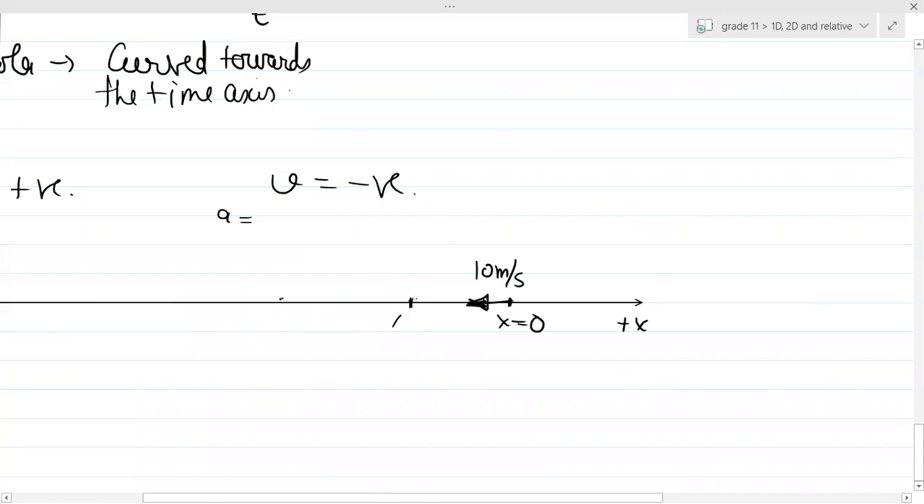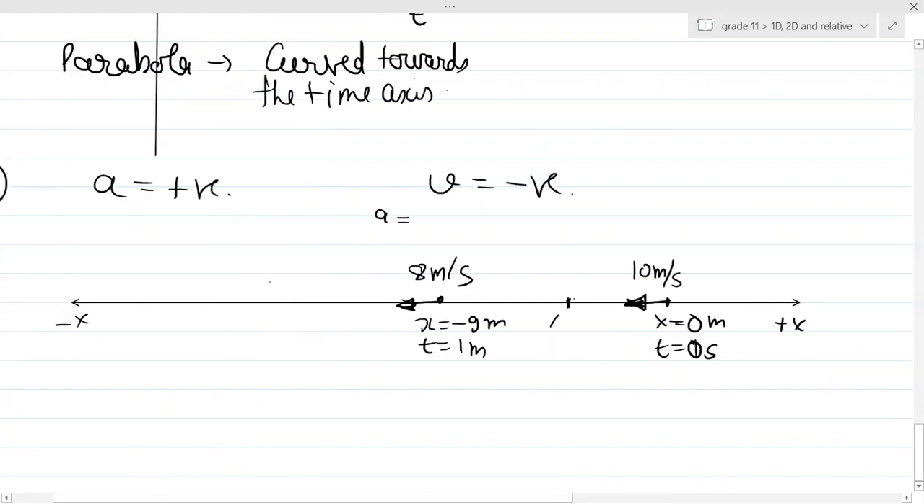So at t equals 0 second, the object is over here at x equals 0 meter. At t equals 1 second, the object will be at x equals -9 meter. You can calculate, no problem, just the way we calculated before. After that, at t equals 2 seconds, x will be equal to minus 16 meters with a velocity of 6 meter per second towards left.